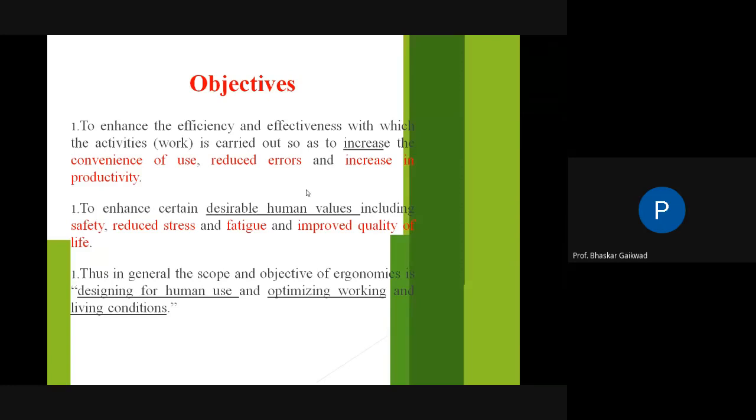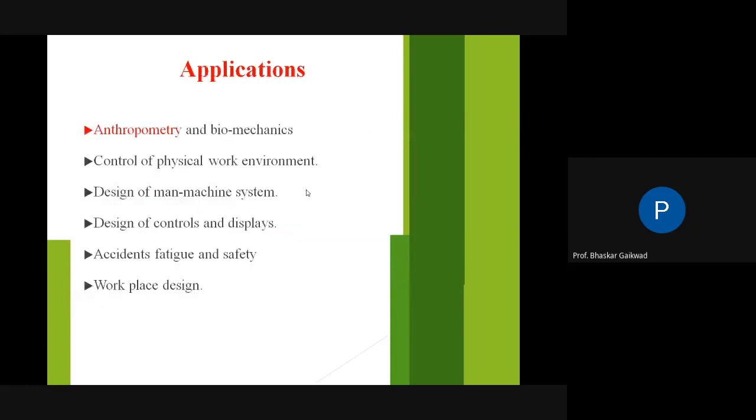And next, in general, the scope and object of ergonomic design is for human use and optimization of work and living conditions. So whatever work is going on in industry, the main purpose is to go for optimization. This is the meaning or objective of this. Now, where can we use this ergonomics? The application is given.